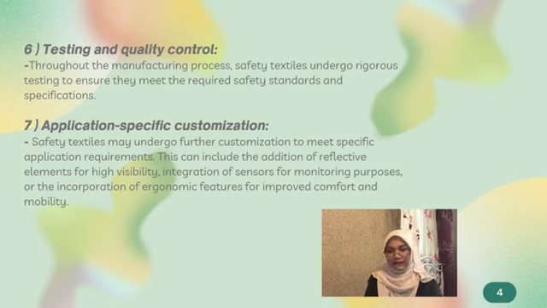I will explain about the next process. For the next process is testing and quality control. Through the manufacturing process, safety textiles undergo rigorous testing to ensure they meet the required safety standard and specification. Lastly, application-specific customization. Safety textile may undergo further customization to meet specific application requirement. This can include the addition of reflective element for high visibility, integration of sensor for monitoring purpose, or the incorporation of ergonomic features for improved comfort and mobility.